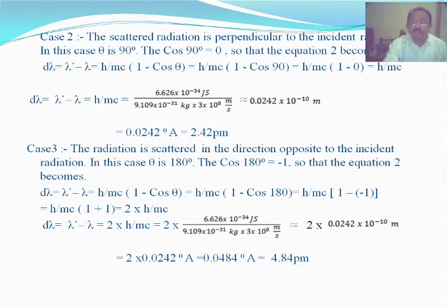In this way, we can say that the value of the wavelength shift, or Compton shift, depends upon the angle of scattering theta, which can be explained with the help of 3 different cases.